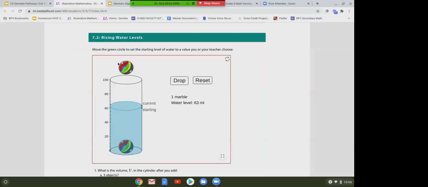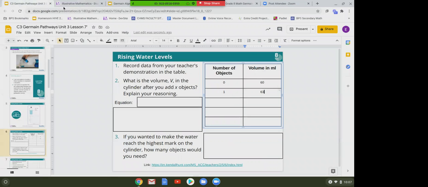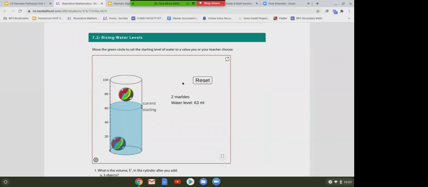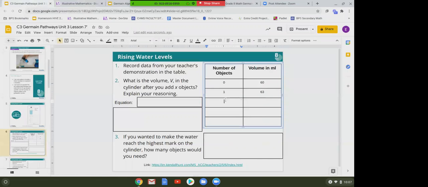So every time we add 1 marble to it, Diego said it adds 3 milliliters. So did Annie, so did Courtney, so did Avery, so did Carter, so did Jaden. So let's prove it to ourselves. In this table, we said 1 marble had 63. Let's add one more marble to our tank and let's see what happens. Nice, Diego. So now 2 marbles has a water level of 66 milliliters. So let's add that to our table here.